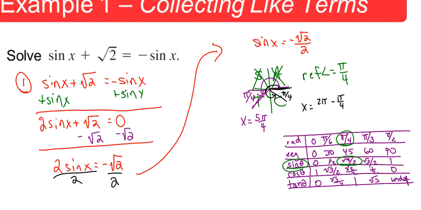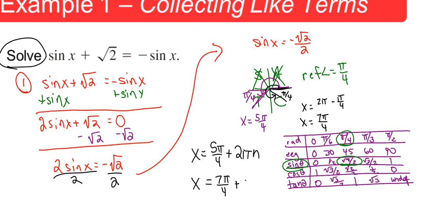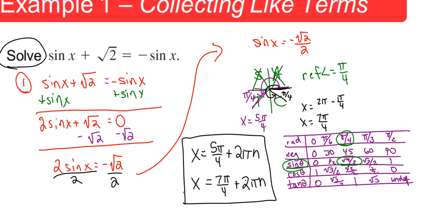Notice the directions were just solve. So we want every solution that we can get, or to represent every solution that we can get. So the way we're going to write that then is x equals 5 pi over 4 plus 2 pi n, and x equals 7 pi over 4 plus 2 pi n. And so we do get two solutions for that problem as we go through this.